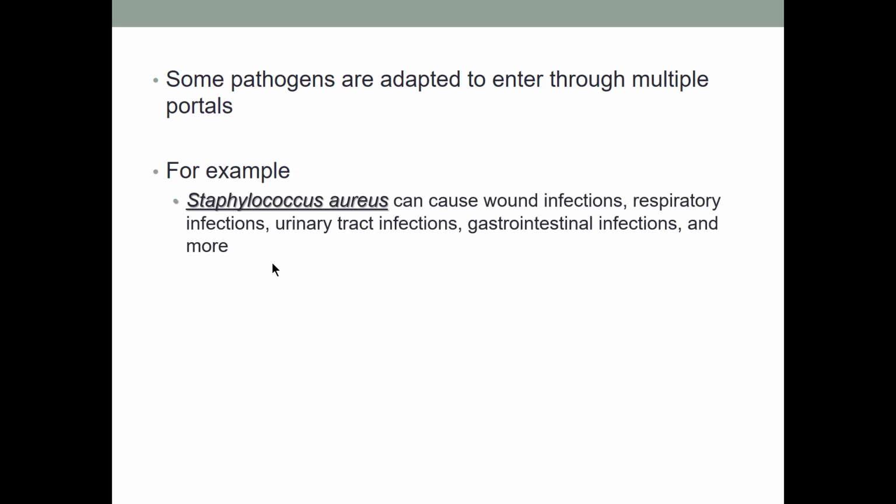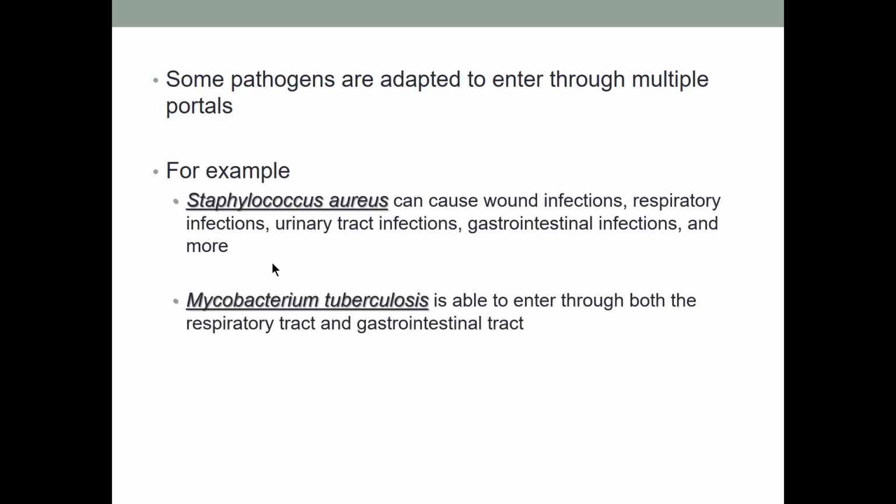But Staphylococcus aureus can actually cause infection in almost any portal of entry. It's one of the most broadly adaptable pathogens out there. The bacteria that causes tuberculosis, Mycobacterium tuberculosis, is able to enter both through the respiratory and the gastrointestinal tract. So not every microbe has only one. They usually have one, and here are a couple of exceptions to that.